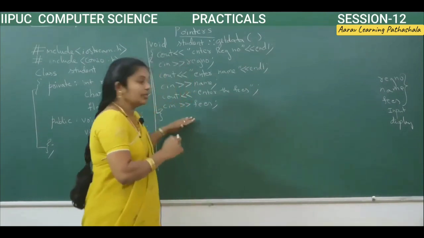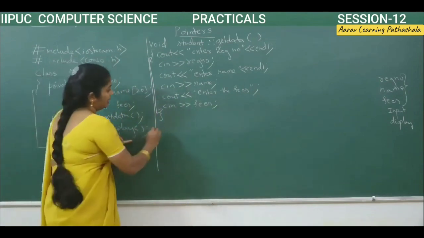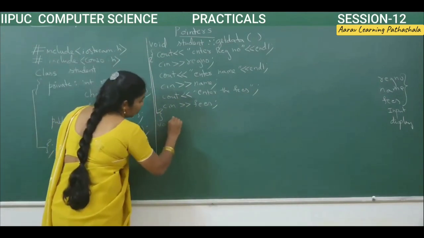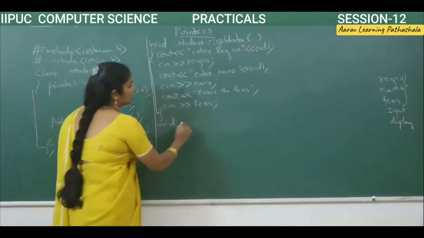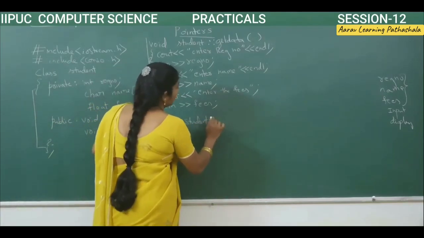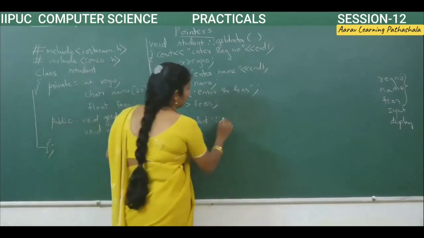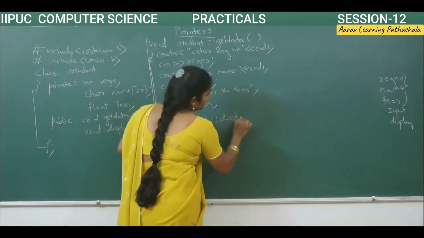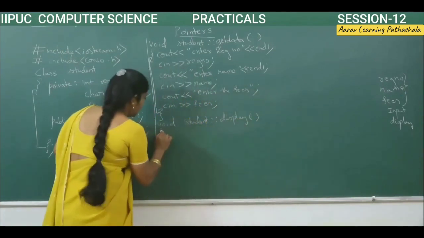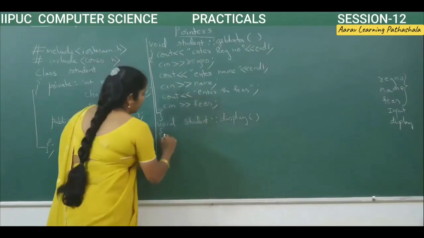Next we want to display all these three values, so we write the display function. How to write? The return type is void. Next, the class name is student. Here write the scope resolution operator. Now the display function. What do we want to do? We want to display all the values one below the other.